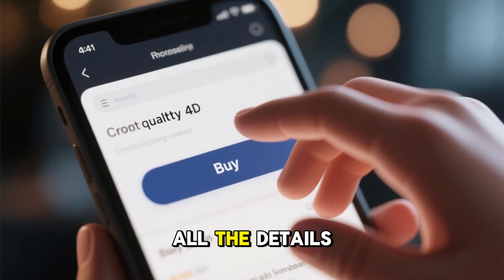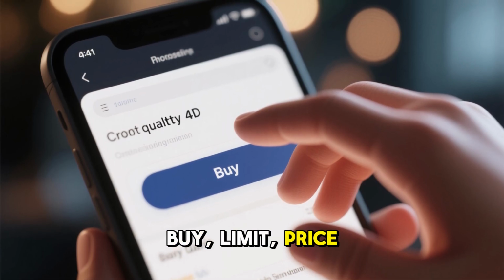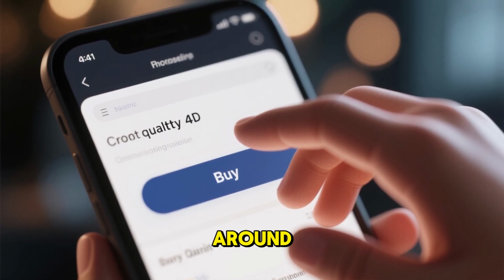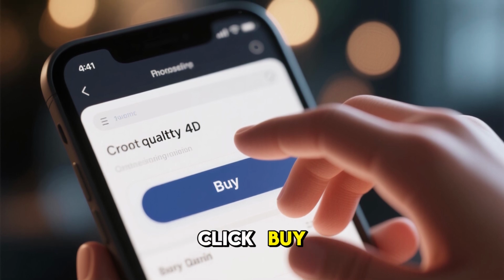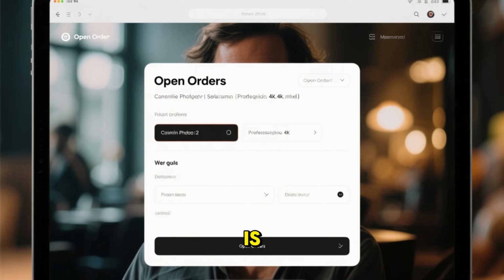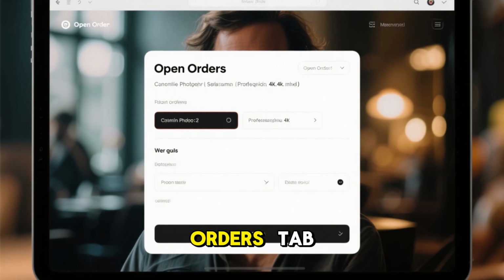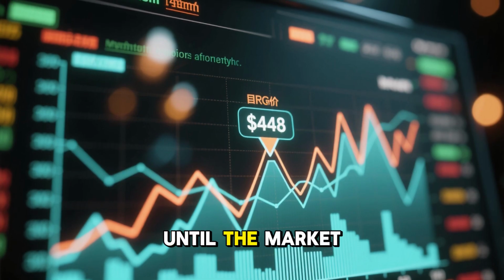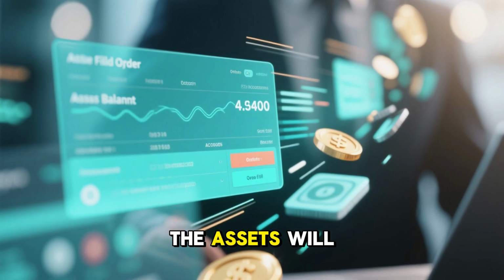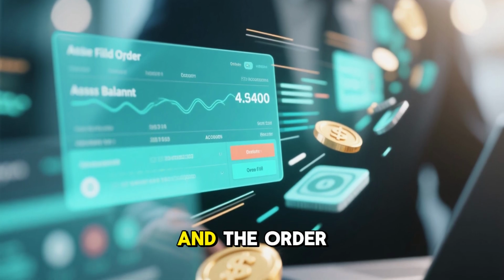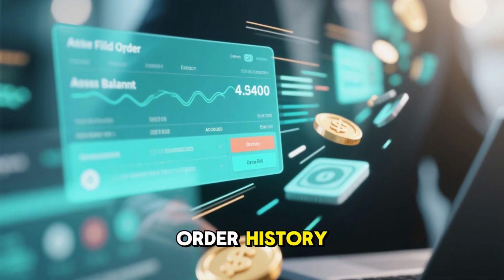I'll double-check all the details. Buy limit price $448, total around $200. Everything looks good. I'll click Buy. Now my order is live. I can see it under the Open Orders tab. It will stay there until the market price hits my target of $448. Once it's filled, the assets will appear in my account balance, and the order will move to my order history.